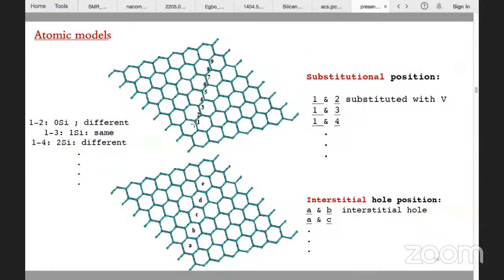If you put an atom at 1 and an atom at 2, you are putting the two vanadium atoms at two different lattice positions. If you put one at 1 and another at 3, you are putting both vanadium atoms at the same lattice position. So we are exploring two things here: the distance of separation of the vanadium atoms, and what the lattice location will do to the magnetization that we are trying to study.